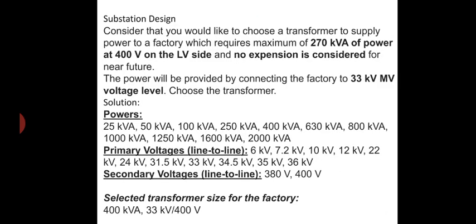Okay, next we see the primary voltage. The primary voltage we can have 33 kV, 34.5 kV and so on. In the question it is directly given, so we can take 33 kV. And the secondary voltage is directly given, so we can select 400 volt. So the selected transformer is 400 kVA, 33 kV/400 volt transformer.